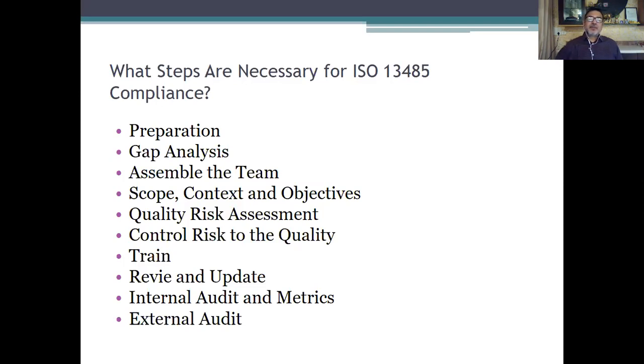And finally, the external audits. There are two stages to an ISO 13485 audit. Stage 1 is to determine if your MDQMS has been developed in accordance with the ISO requirements, and stage 2 is a certification audit, where the auditor will do a thorough evaluation to determine if you are complying with the standard.